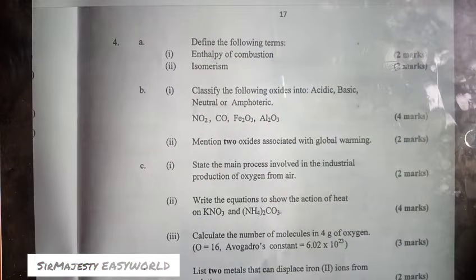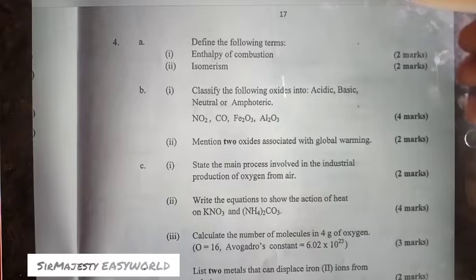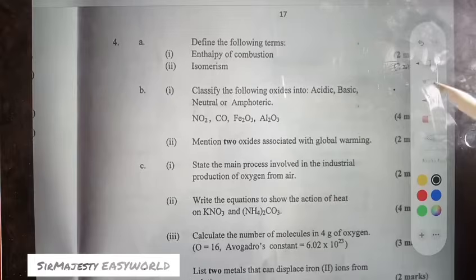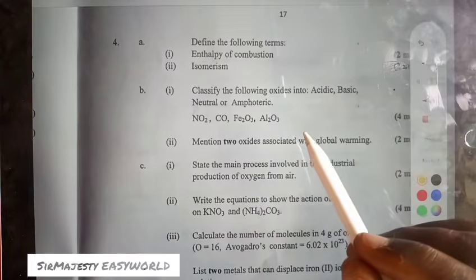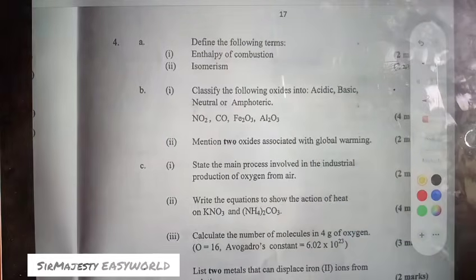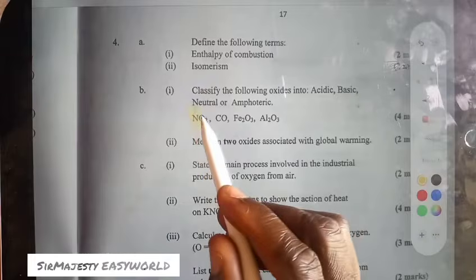They say, classify the following oxides into acidic, basic, neutral, or amphoteric. Simple. Acidic oxides here are the ones I'm going to circle now. Acidic oxides are oxides of non-metals, and we have only one here.